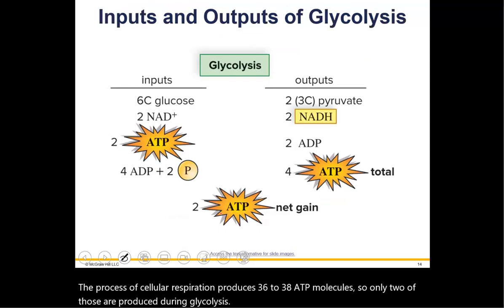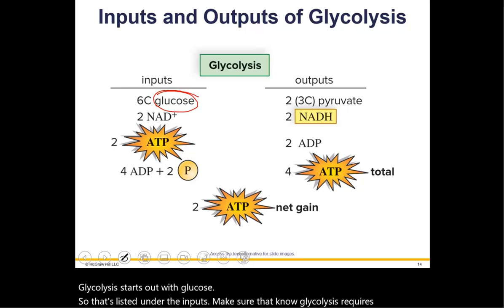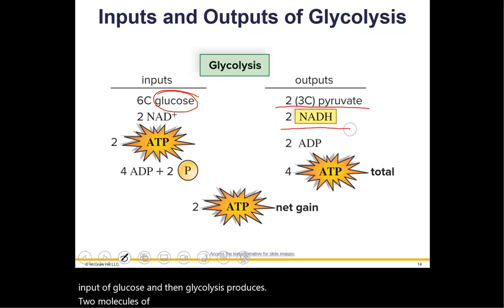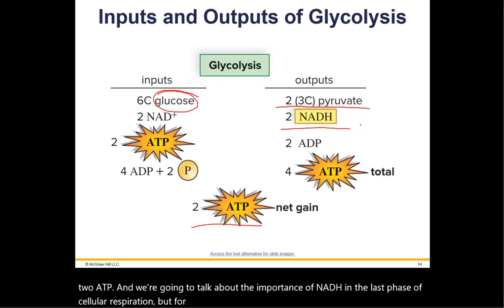Glycolysis starts out with glucose. So that's listed under the inputs. Make sure that you know glycolysis requires an input of glucose, and then glycolysis produces 2 molecules of pyruvate, 2 NADHs, and a total of 2 ATP. So 2 pyruvate, 2 NADH, and 2 ATP. And we're going to talk about the importance of NADH in the last phase of cellular respiration, but for now we're just going to record whenever NADH is produced.